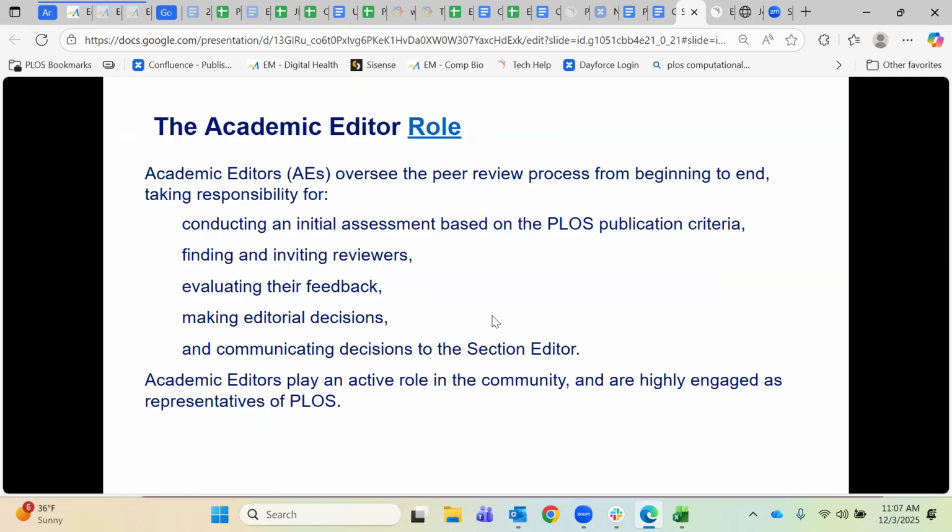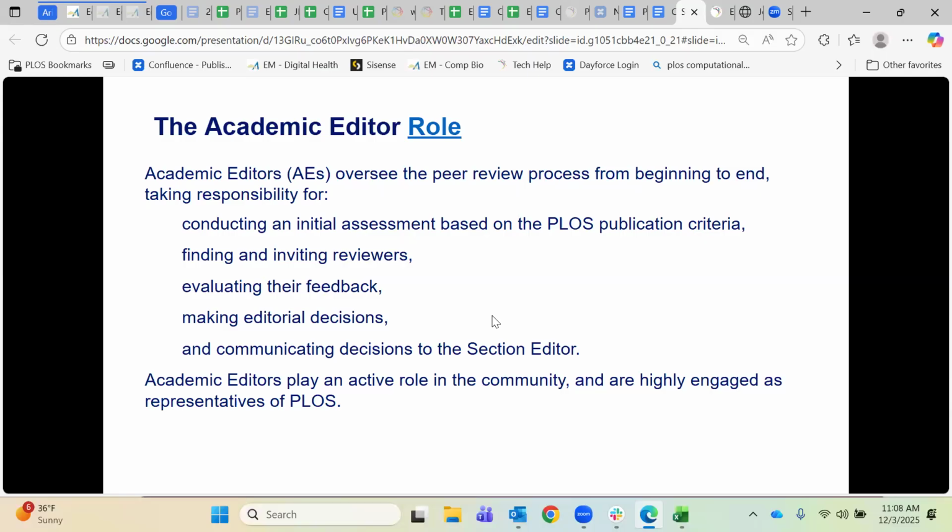So the role of the academic editor, hopefully you're somewhat familiar with it already, but we expect that academic editors oversee the peer review process basically from beginning to end. They are responsible for conducting an initial expert assessment based on our publication criteria: ethical soundness, rigor, selectivity, that kind of stuff. The CJs, the community journals, which you all represent and lend your time to, are all considered selective journals. You're responsible for finding and inviting reviewers and making sure that the reviewer feedback is helpful, clearly written, and appropriate.